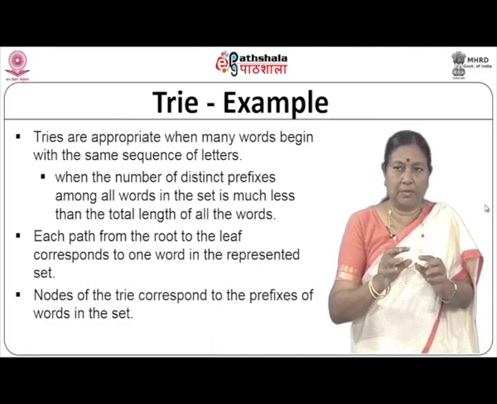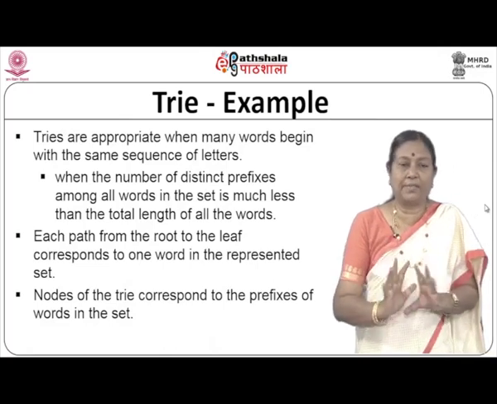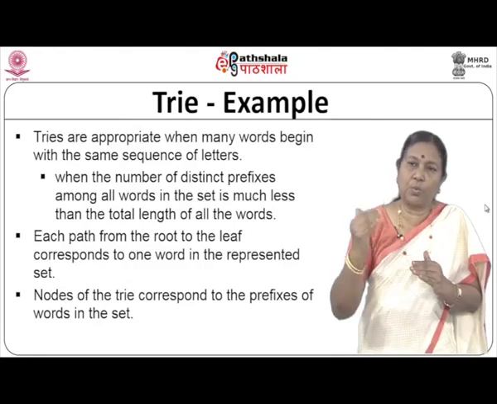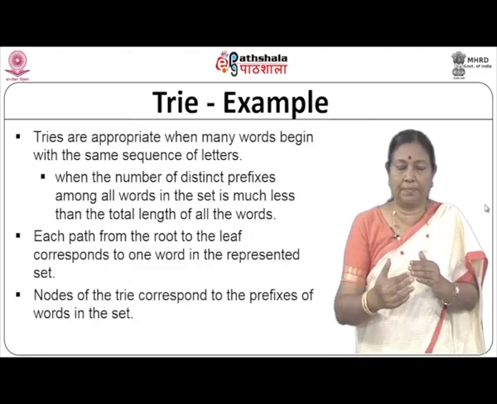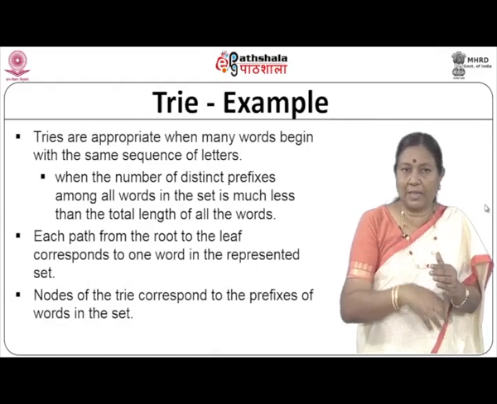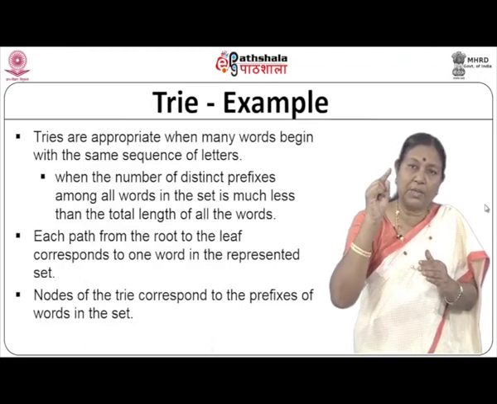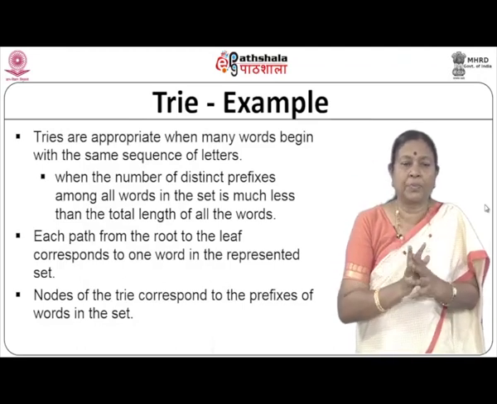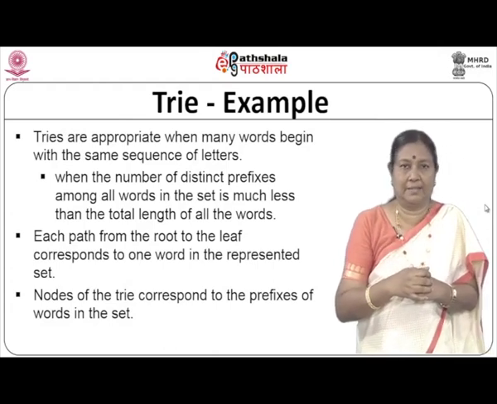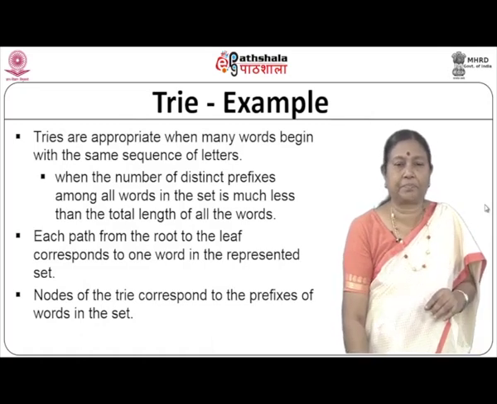Now, this is a different way in which the trees are organized, so we have to understand. Each path from the root to the leaf corresponds to one word of the represented set. So, not like before where we used the branching to go to the actual key which was stored at the leaf. Here it is not like that. The path from the root to the leaf gives you the actual word. Nodes of the trie correspond to the prefixes of the words in the set. So, we are talking about a set of words.